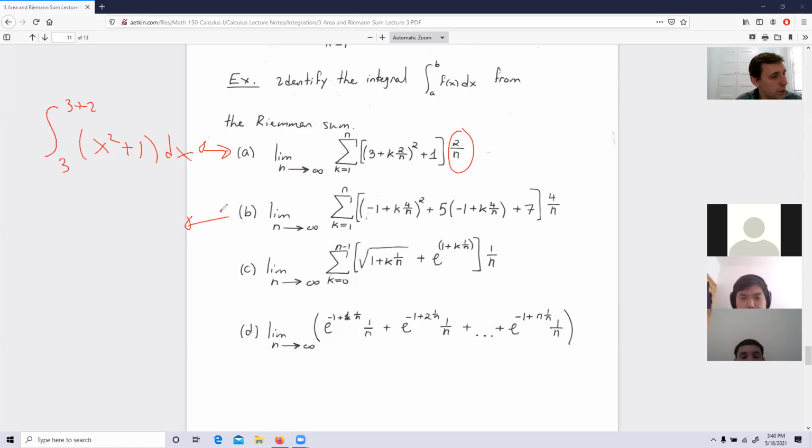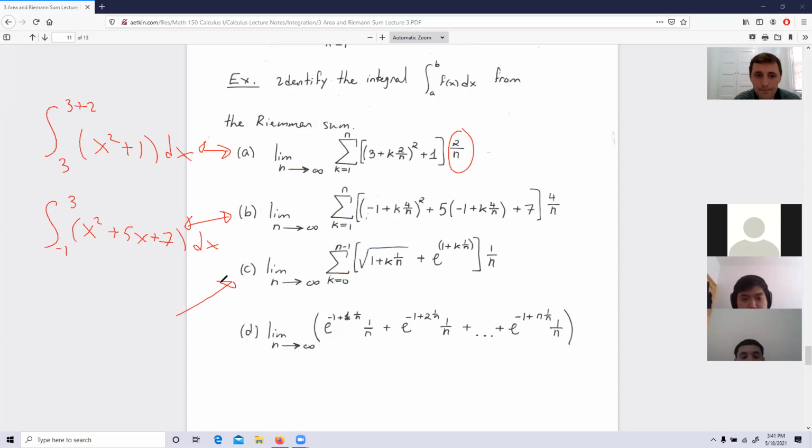Now for B, guys, I want you to take a minute. Tell me what's the integral. Very fast. Okay, some people are doing that. All right, look at it, guys. So if k is 0, then I'm at my initial point. You see the plus indicates I'm moving to the bigger points, right? So my initial number is -1. The last number is -1 plus 4, or 3. The function is x squared plus 5x plus 7 dx.